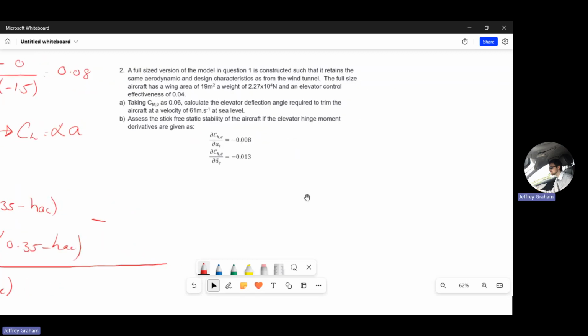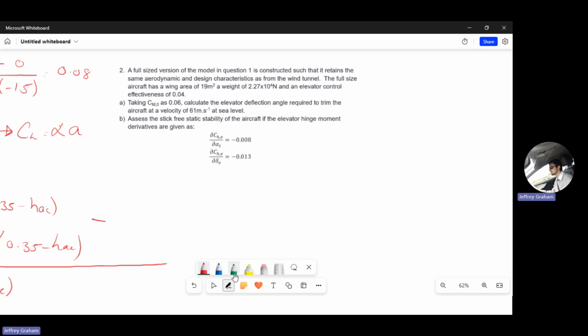Right. The full-size version of our aircraft from part one is constructed such that most of the aerodynamic design features are maintained. So this is the whole point of making the model and scaling it up. Most of the coefficients will still be the same value. The full-size aircraft has a wing area of 19 meters squared, with a weight and an elevator control effectiveness. It says take CMO as 0.06. What is the elevator deflection angle?